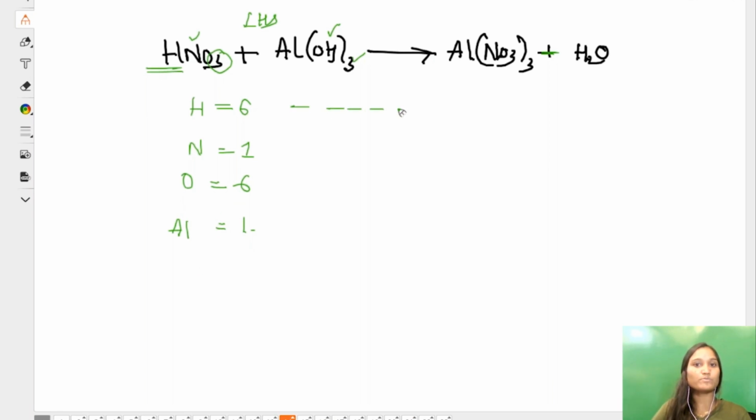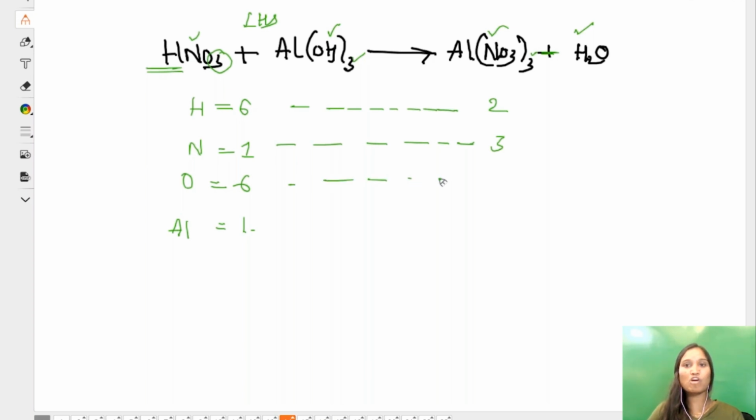Let us look at the other side. Hydrogens, 2 hydrogens only, correct? Now, how many nitrogens do we have? We have 3 nitrogens. And oxygens, how many? 3 into 3, 9 oxygens. Now, aluminium, only 1. Are they correct? Got it? Okay, fine. Those who are stuck, those who got it, that's fine. Now, we have to balance almost everything except aluminium, right?